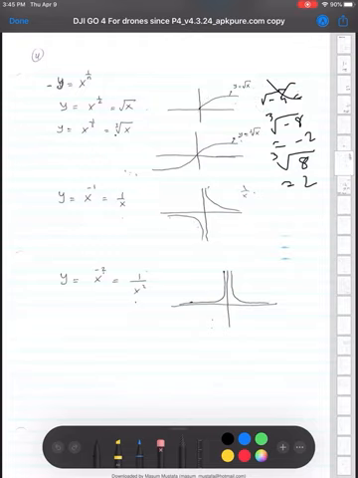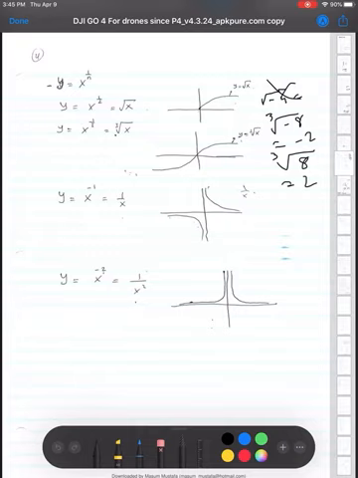But if you have a cube root, or your exponent is an odd number, for example 3, 5, 7, then your graph will look like this. It will go from negative y to positive y. For example, the cube root of -8 is -2, and the cube root of 8 is 2. You can have both positive and negative when you have odd roots. So that's why the graph looks like this.